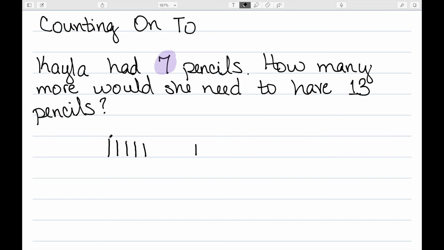And I put a space here to represent this is one hand. And then we have one more on the other, and so we can see that we now have 6 fingers raised. So she would need to collect 6 more.